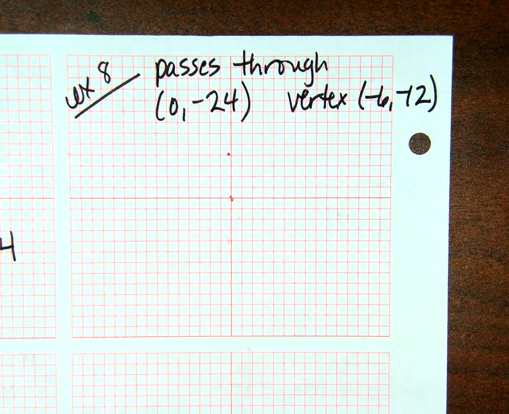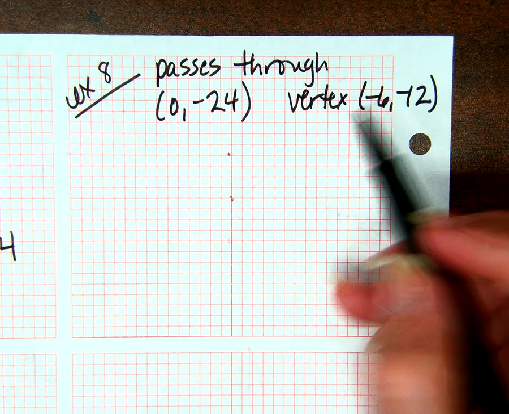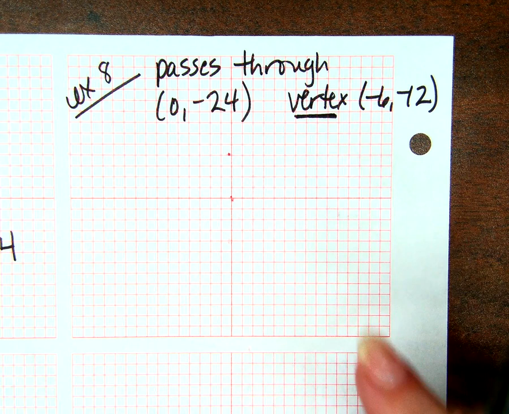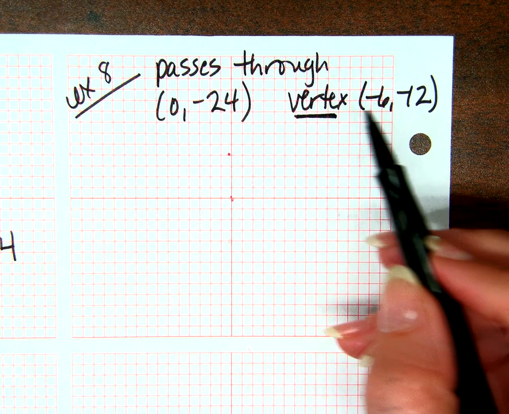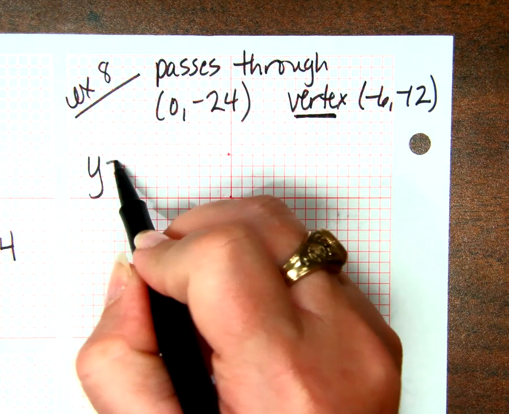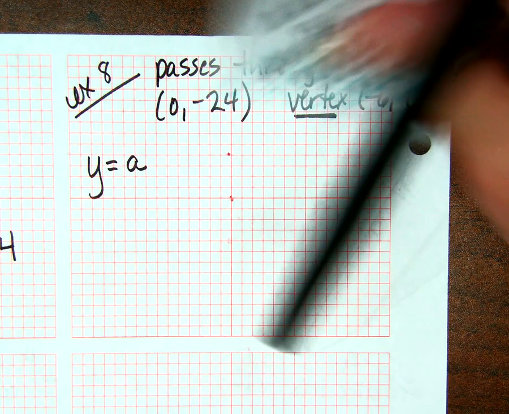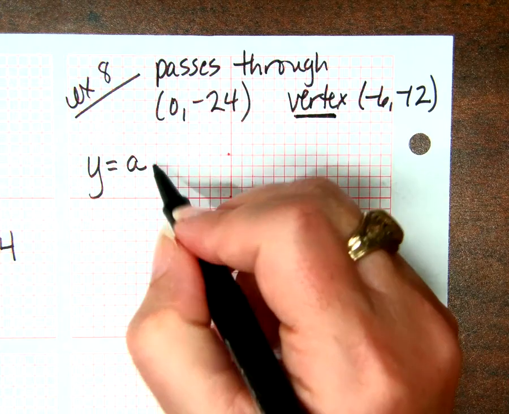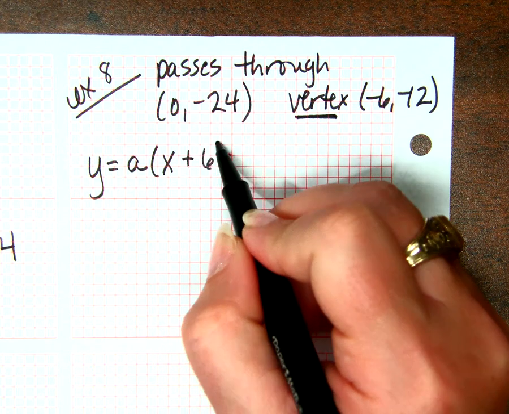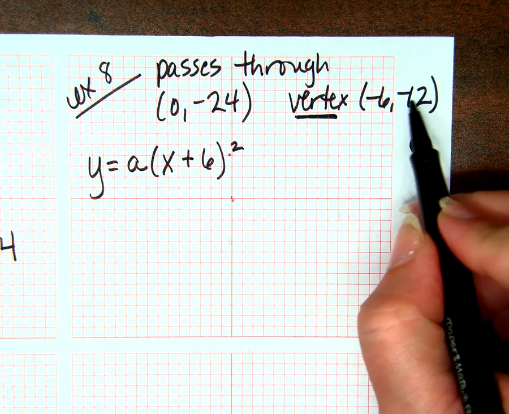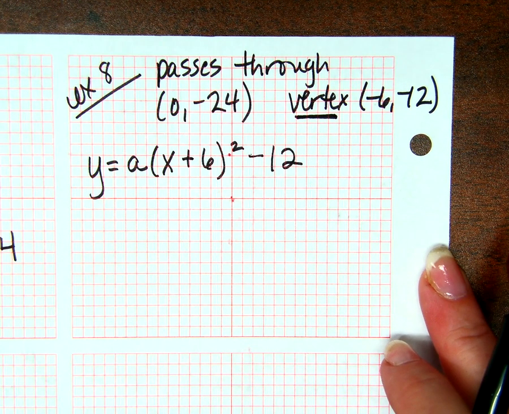If it passes through the point 0, negative 24, and it has a vertex of negative 6, negative 12, where should I start? If I know this, where should I start? Vertex form. Y equals 1 over 4p, or a, like we talked about yesterday, right? Right here. X minus what? Oh, x plus 6 squared minus 12. Right?